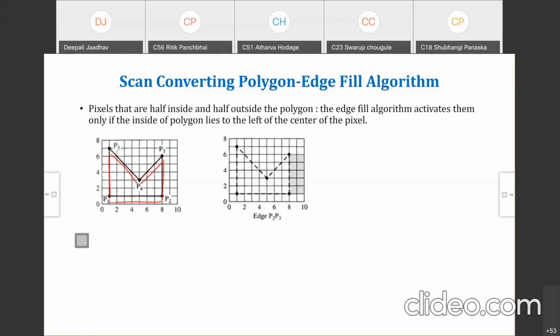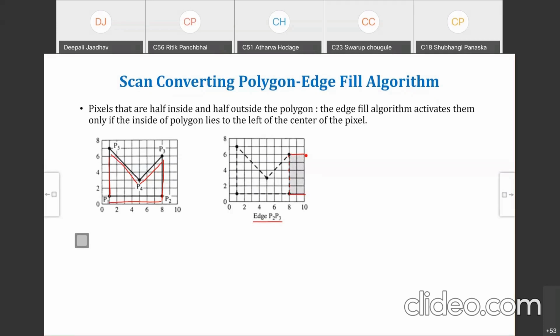So first we start with the edge P2, P3. Where is P2, P3? This to this one. Here we are going to consider this edge. What is the algorithm? In the algorithm, it is given that all the pixels on the right hand side of the edge are complemented. So all these pixels on the right side of that intersecting edge are considered.